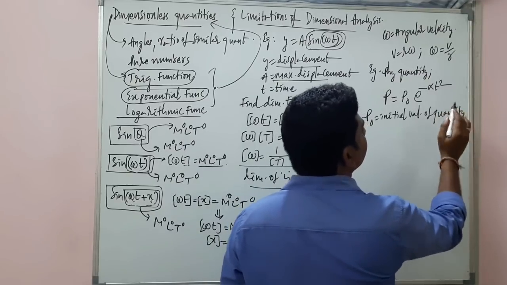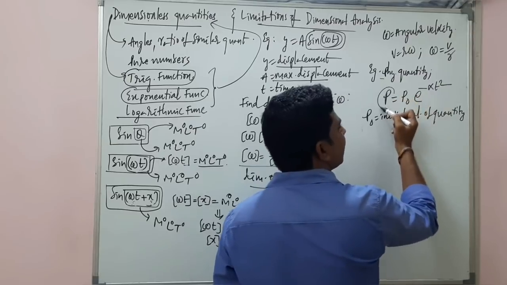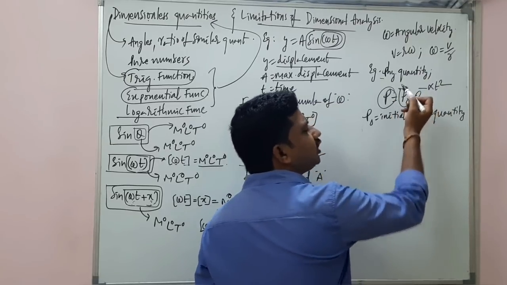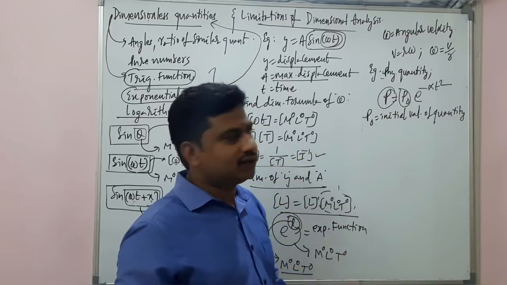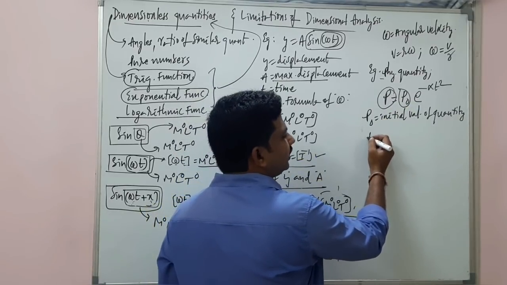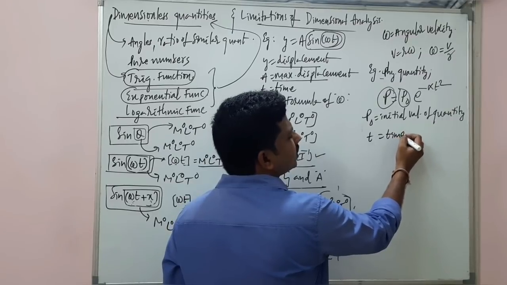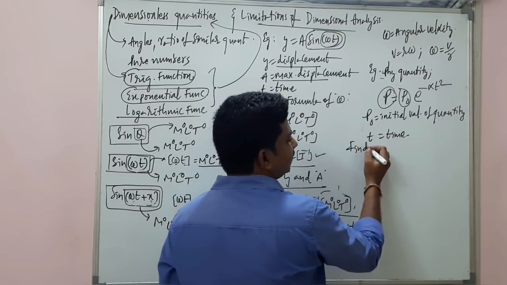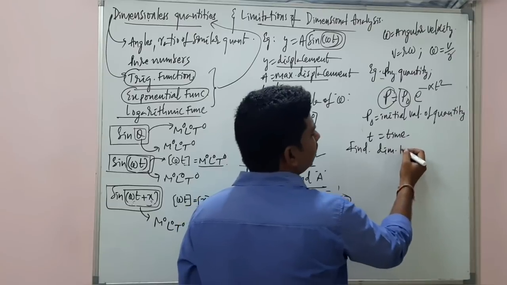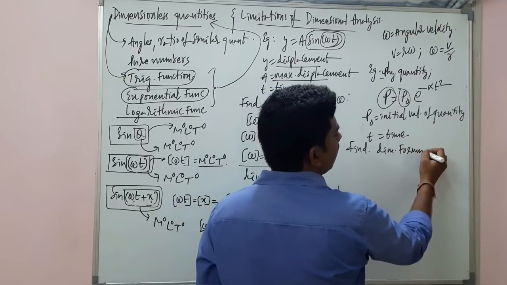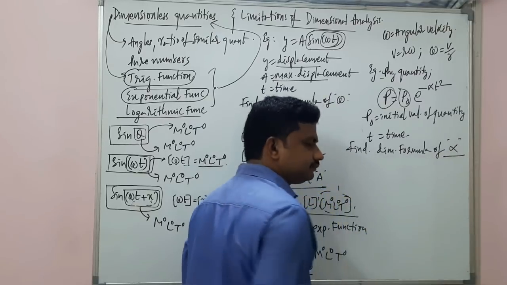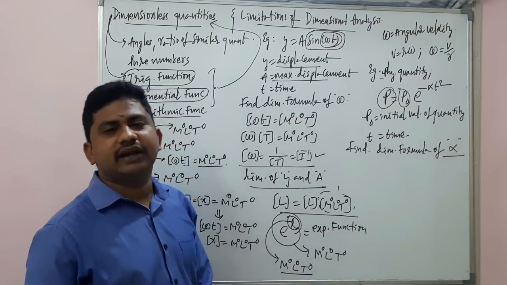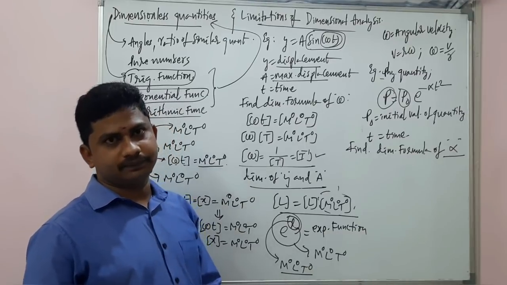For example, if you take it as mass, this is mass and this is the initial value of mass. Both are the same physical quantities only. And t is time. The question is, find the dimensional formula of alpha. Simple. Find the dimensional formula of alpha.